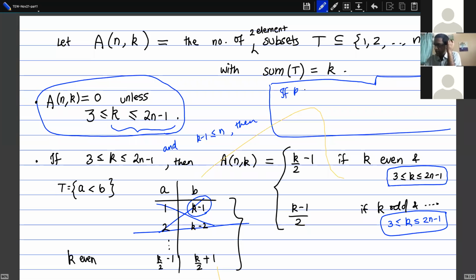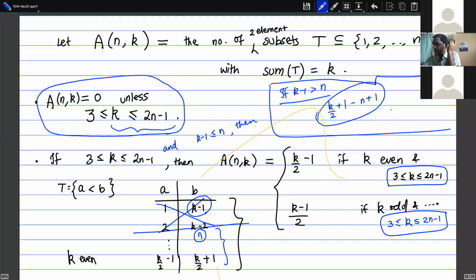If k minus 1 is bigger than n, then somewhere in this table n will appear, right? So some possibilities will get thrown out and you can only take the possibilities until n. Only those numbers between k by 2 plus 1 and n will come into play. So that will be k by 2 plus 1 minus n plus 1. So the formula will have to be modified.